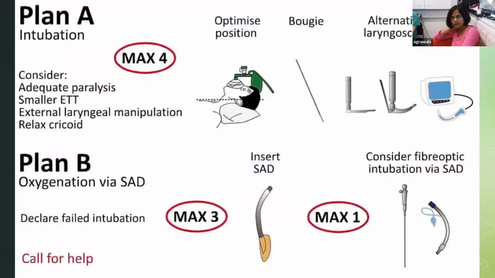And then of course we have to have more than just a plan A. If we fail, what are we going to do? Plan B will again be oxygenation with a supraglottic airway device, and we declare failed intubation after a maximum of 3 attempts, right? And if we are failing with that as well, we use either a fiber optic intubation or something else, and call for help at every stage.